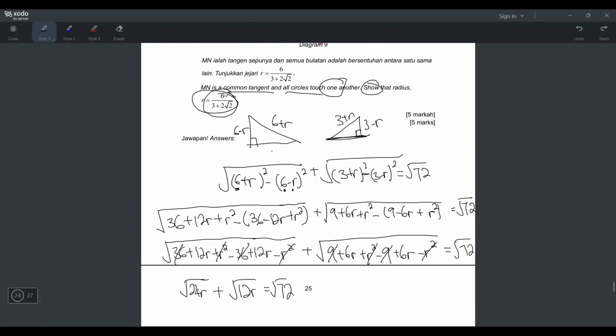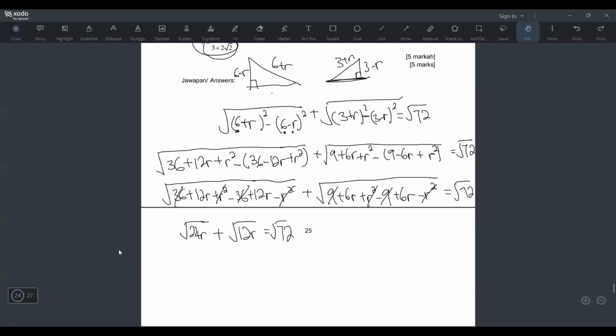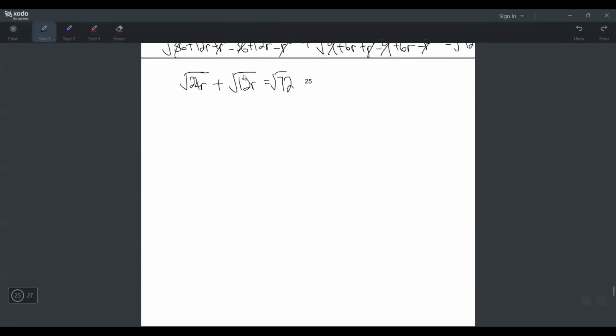So your answer will look like this, and you will realize that they never rationalize the denominator, right? So I want you to take note that they never rationalize the denominator. It means later your answer should have square root dekat bawah. So you shouldn't rationalize, right? And you are trying to find r, so don't rationalize and find r. So how to do that?